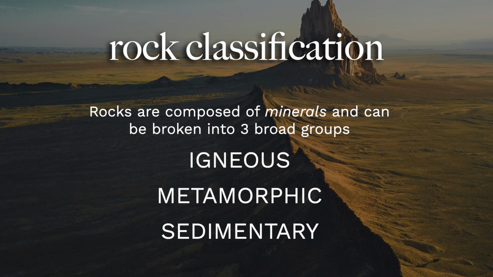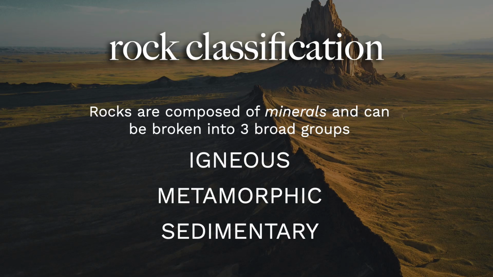So rocks, again, are composed of minerals, and they can be broken into three broad groups that serve as our main categories for rock classification. These three groups are igneous, metamorphic, and sedimentary. So geologists recognize that there are these three major types of rocks, and we will go into each one specifically and how they form, and then the relationship between them all when we discuss the rock cycle.